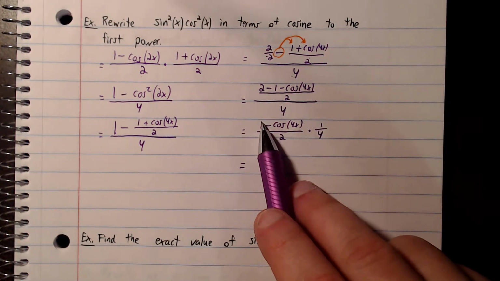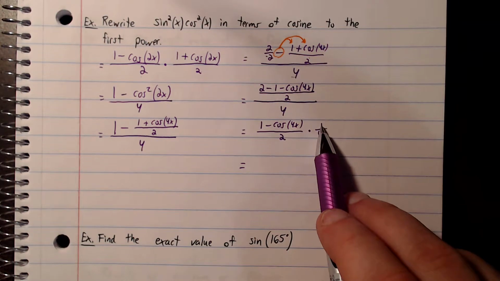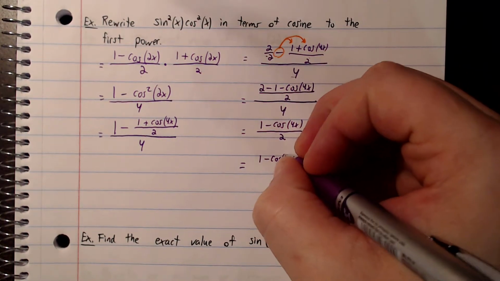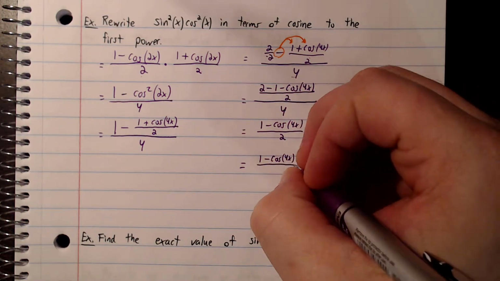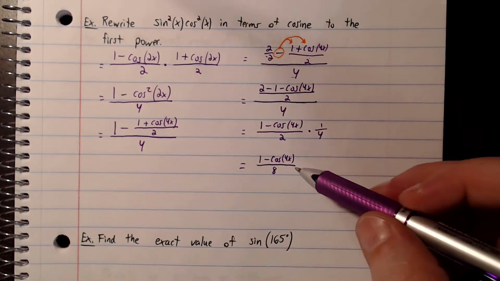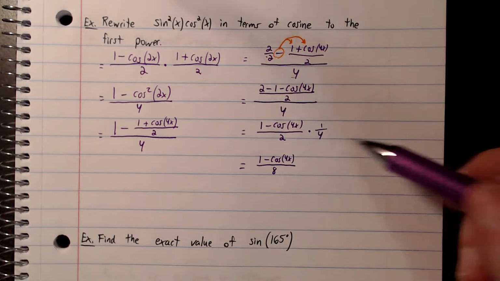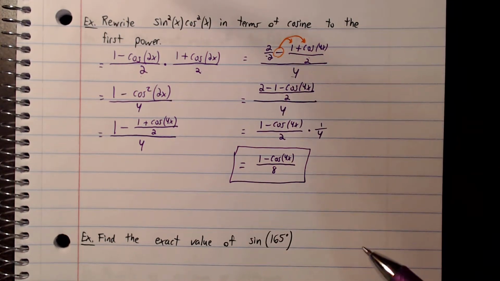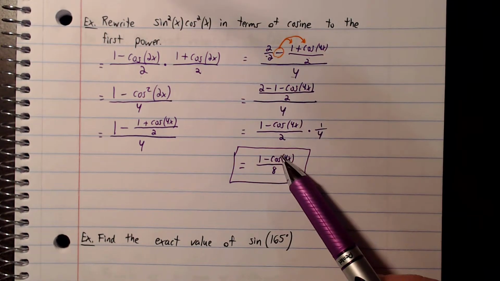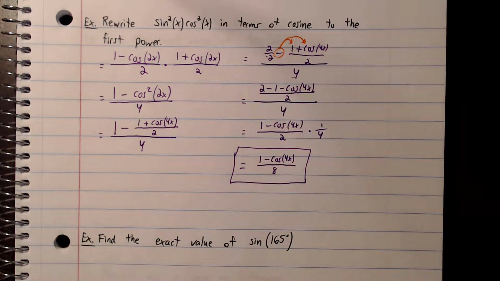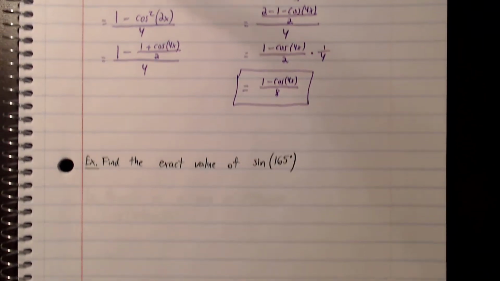This top piece, this whole thing, we're multiplying by 1. So this is going to stay the same. And on bottom, we have 2 times 4, which is 8. I can't simplify that any further. That is power reduced, right? We went from having a power of 2 to begin with. Now we have it in cosines with power of 1. So objective accomplished.